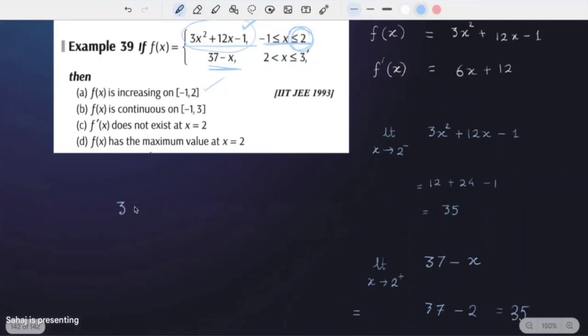So it's 3 into f of 2, which is 3 into 4 plus 12 into 2 minus 1. So it's again 35. So you see it's continuous. So this is also true.